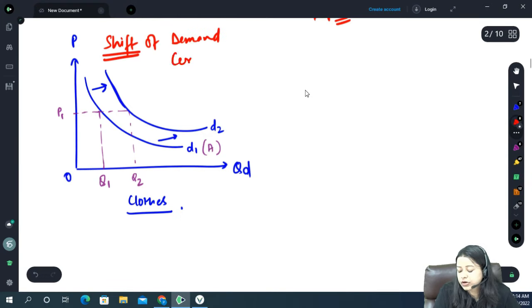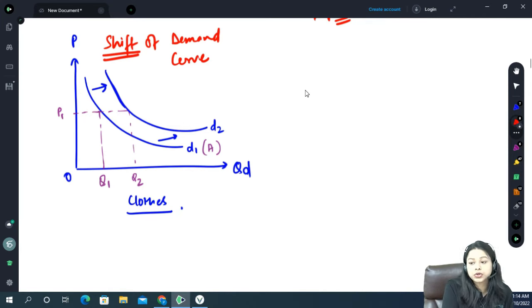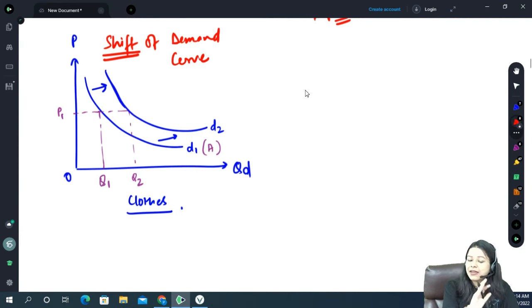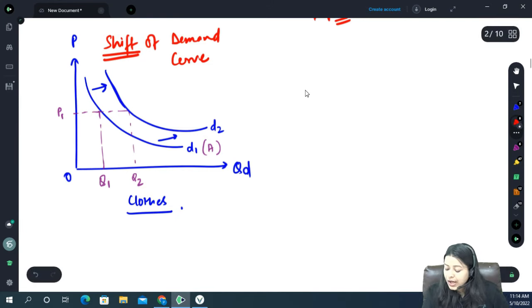Shift is the key word of demand curve, meaning you are able to buy more of a particular good at the given price. Clear? For example, I'm not performing very well in my job and my salary decreases from 50 to 40,000. I will be able to buy less clothes. So it will shift leftwards. This is known as shifting rightwards, otherwise it will shift leftwards.